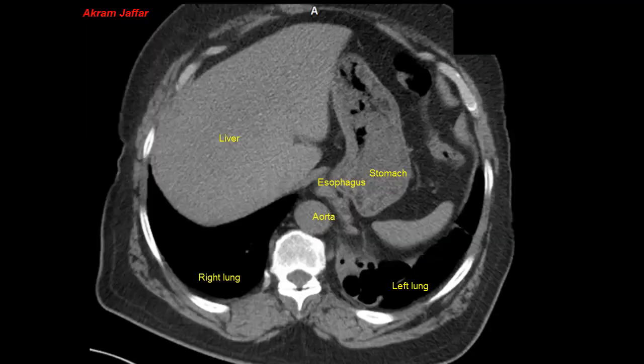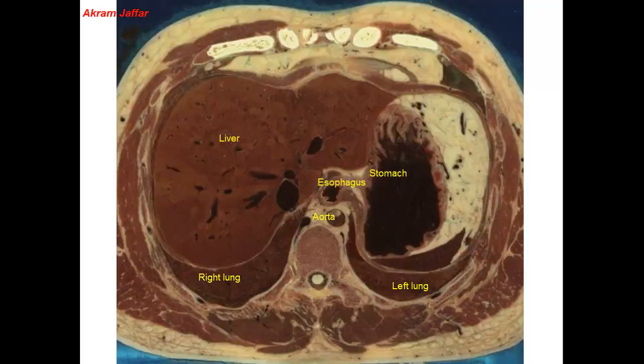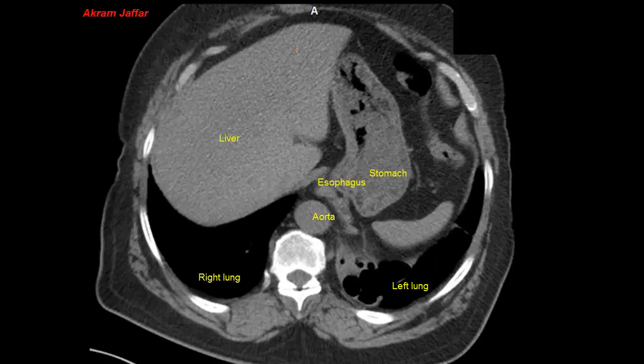So this CT section is almost at the same level of the previous anatomical section. You can see the liver, you can see the stomach, esophagus, and this is the spleen here, and the aorta, and these lung fields can still be seen. Right lung field and left lung field.